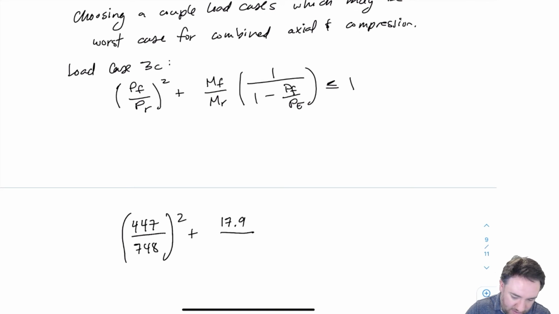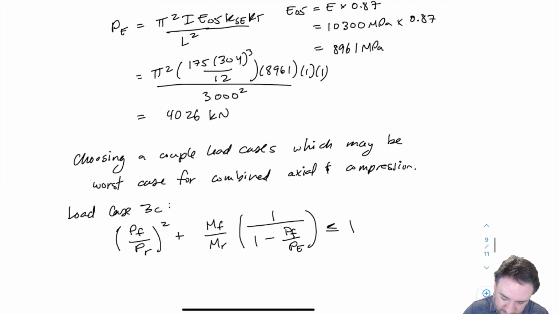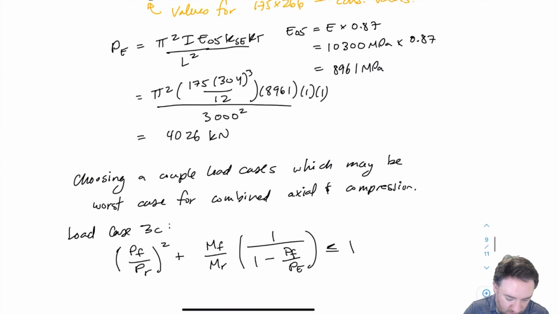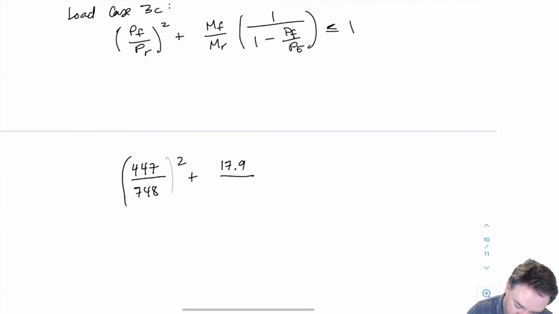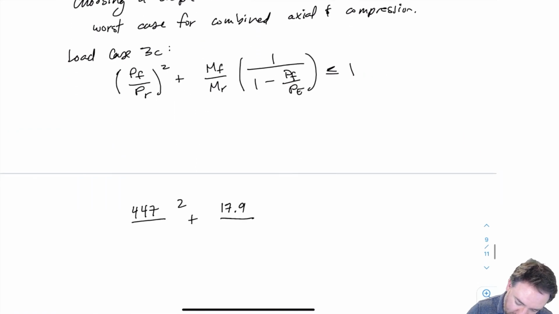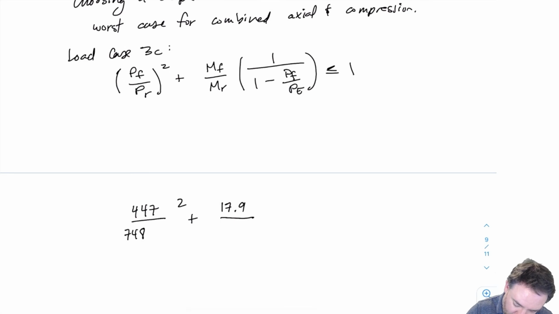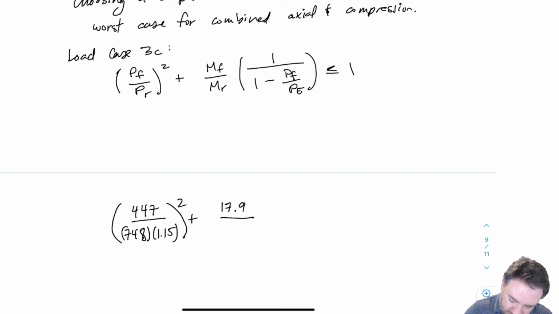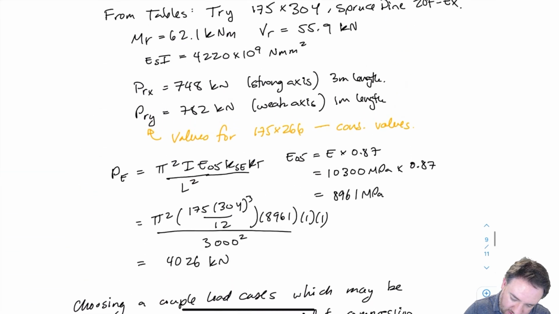My MR, oh, I forgot I have to multiply this by 1.15. Okay, so this is, what did I say, 748. I have to remember that this is a load case that has KD of 1.15. So I'm going to put 1.15 here. Okay, this is MF, and then MR is, we saw that it's 62.1.